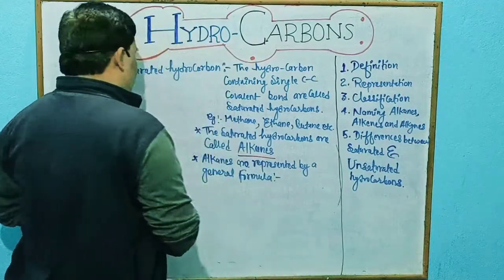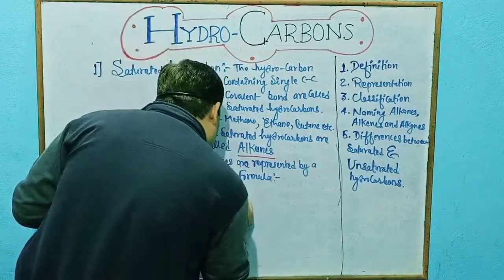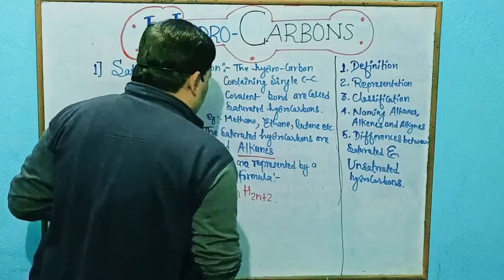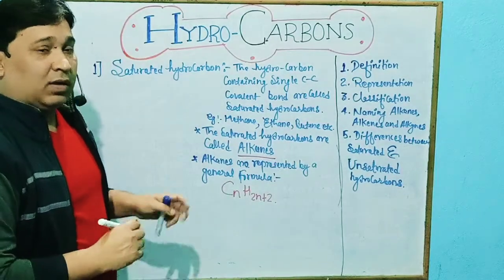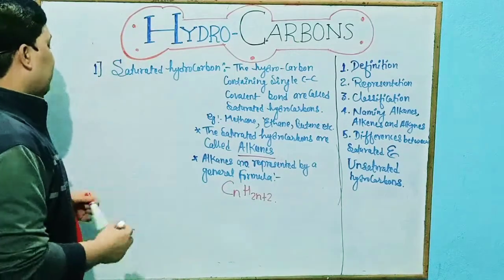These are very famous formulas, you might be aware of it. It is CnH2n+2, where n is the number of carbon atoms present in the particular alkane, right? So we will take some examples of how this formula works.